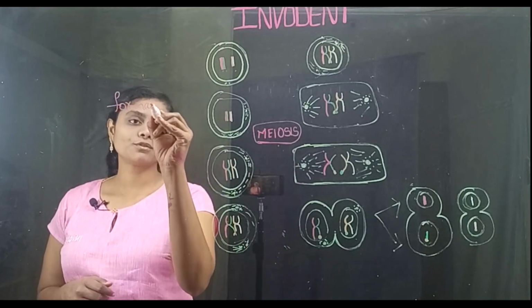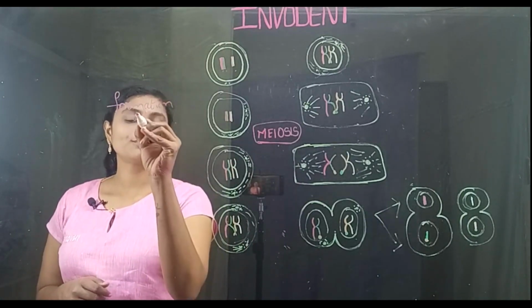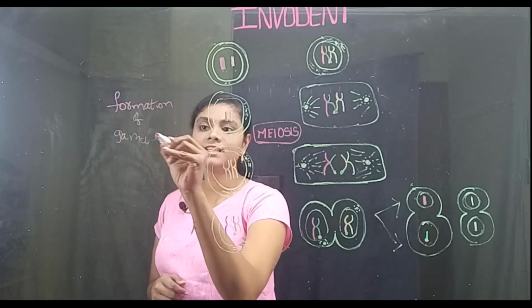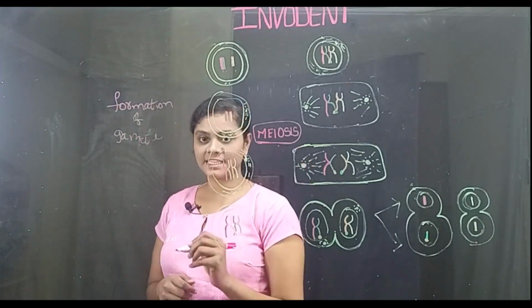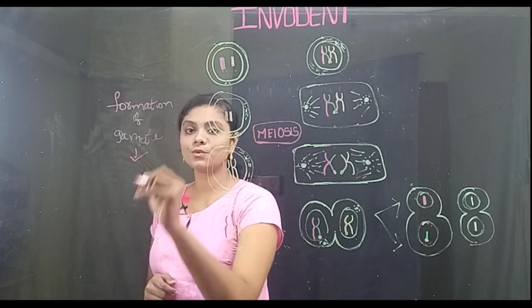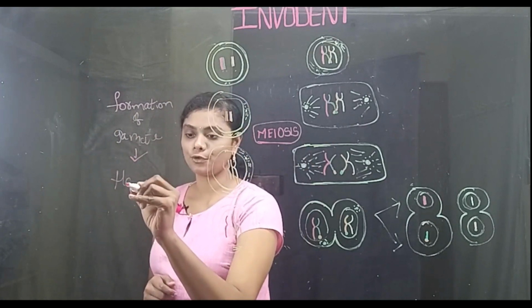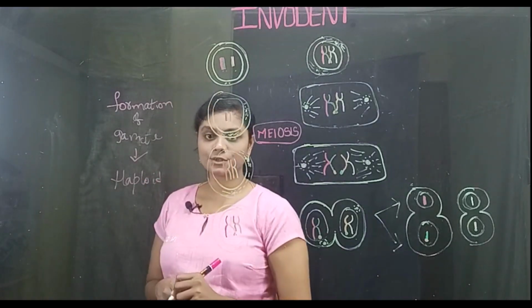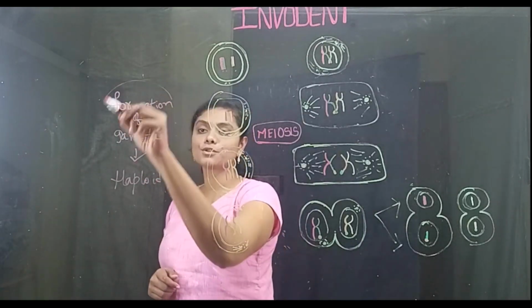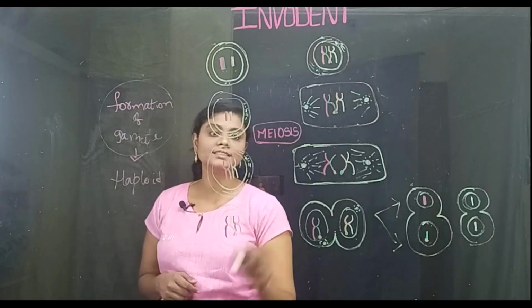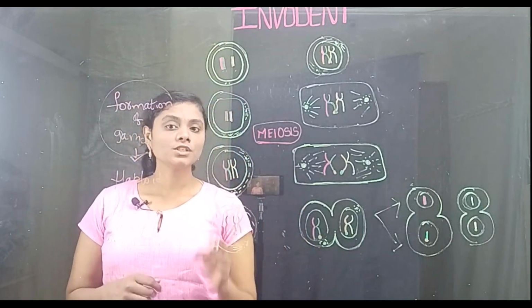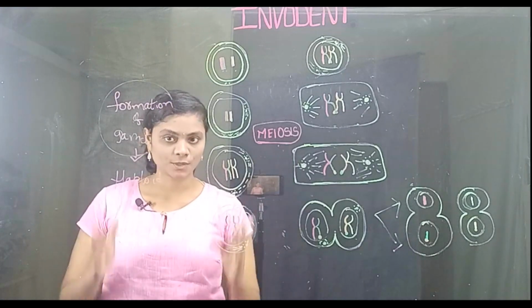During the formation of gametes, there is meiosis which is taking place to give rise to a haploid set of chromosomes. So to give rise to a haploid set of chromosomes in the process of formation of gametes, this meiosis is taking place. So now, what are the various stages in meiosis?